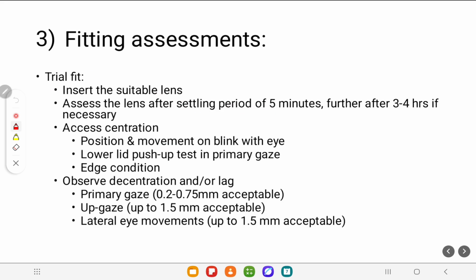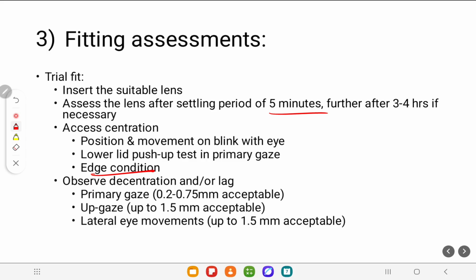So for fitting assessment, trial fit: insert the suitable lens. Definitely first we will figure out which contact lens is better, then we insert the contact lens. Assess the lens after an adaptation period. Definitely 5 to 10 minutes is very good, and further after 3 to 4 hours if necessary, but that's not necessary many times. Assess the centration first. We can assess the centration, position and movement on blink of the eye, and the lower lid push-up test. Definitely in primary gaze, check whether the contact lens edge is indented or not.